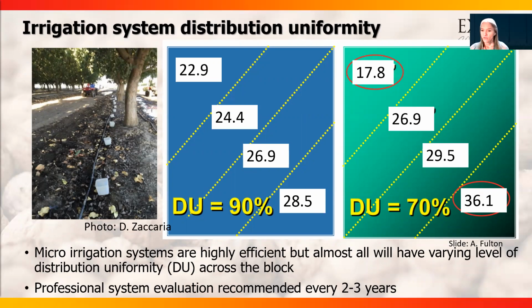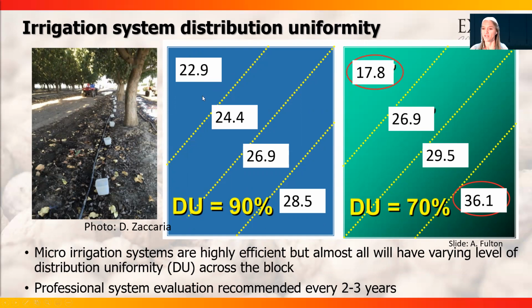So as I just mentioned, although these systems are highly efficient, almost all of them will have a varying level of what's called distribution uniformity across the block. And so a professional system evaluation is recommended every 2 to 3 years. And so in the illustration here, you have 2 fields with 2 different distribution uniformities. And if the field is analyzed in 4 quarters, the way that this is calculated is looking at the difference between the lowest quarter output compared to the highest quarter output.